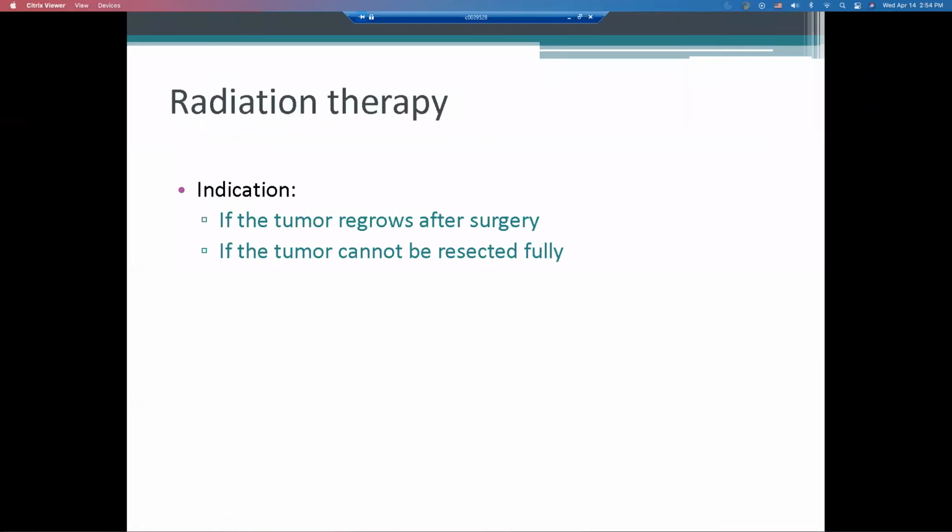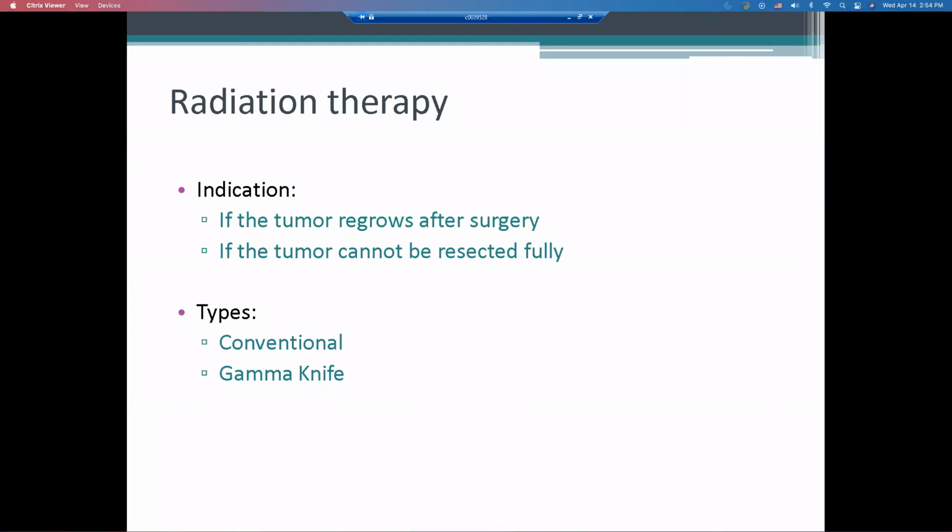Radiation therapy, we revert to it whether for secretory or non-secretory tumors. Number one, if the tumor regrows after surgery, or if the tumor cannot be resected fully, or if the tumor functionality cannot be controlled adequately, like growth hormone secreting tumors, which are not well controlled with surgery and medications, you can offer these people radiation therapy. I also can offer it to patients with Cushing disease or maybe aggressive prolactinomas, that sort of thing.